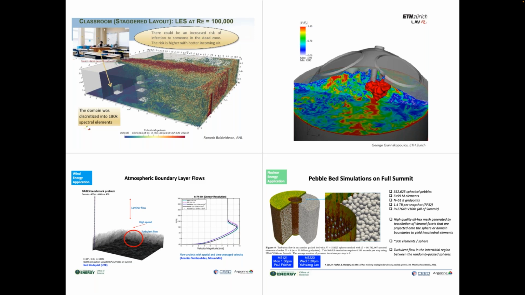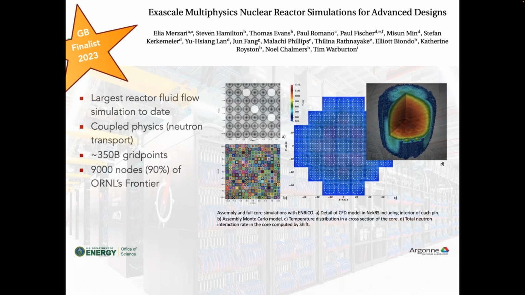To sort of close on that end, the ECP ExaSMR team has recently performed one of the largest full core reactor flow simulations on Frontier. It solved a coupled physics problem with neutron transport, and the mesh has about 350 billion grid points. That simulation used about 9,000 nodes of Frontier, which is about 90% of the machine size. And we're nominated as a Gordon Bell finalist.